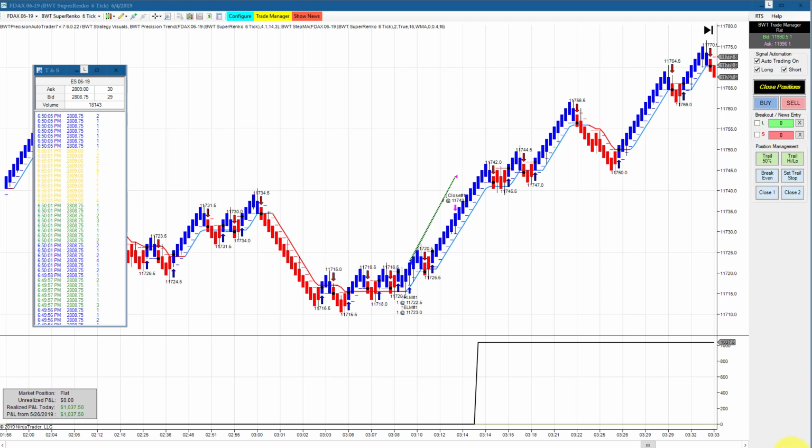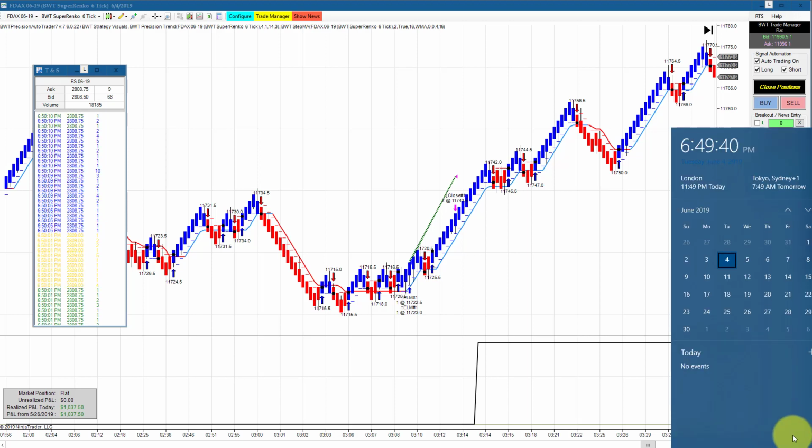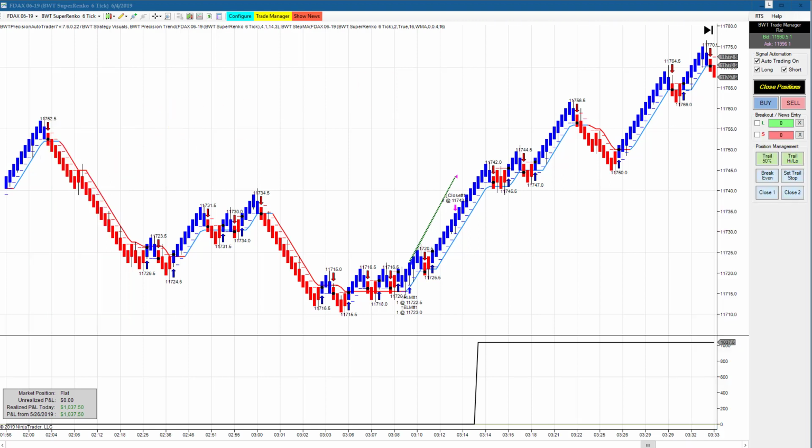Hello everybody. Today is Tuesday, June 4th. It's 6:49 p.m. Eastern Standard Time. It's about 12:49 local time. You can see my computer clock on my right, and on my left is the time it sails. The E-mini S&P in after hours trading at 2808.75.